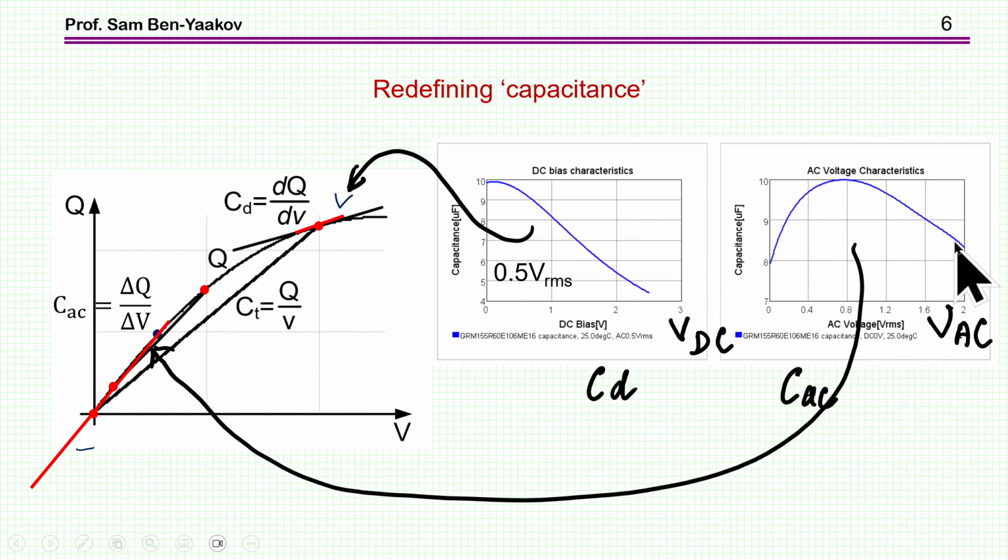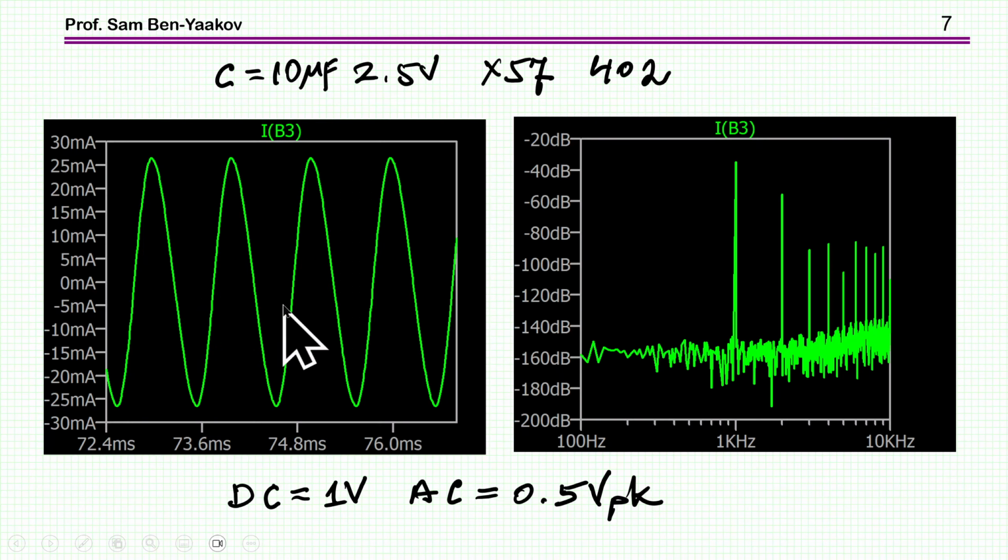which is something entirely different. It is important to know that even with a small excitation, say 0.5 volt around the DC of 1 volt, the current of the capacitor will look sinusoidal, but in fact it includes harmonics. This is the FFT of this signal, and we see here the first harmonic, and then, surprise, surprise, the second harmonic, and then the third harmonic, etc.